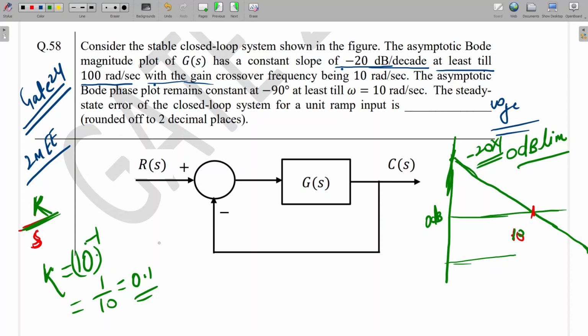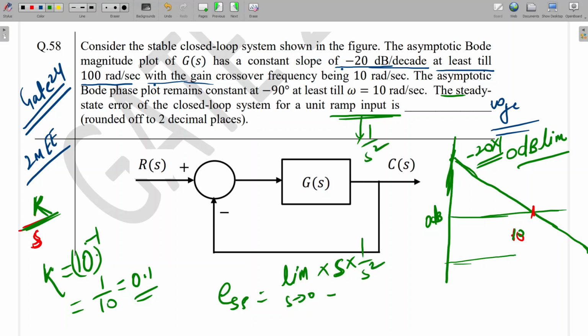So what is the steady state formula? Limit e_ss, steady state is already asked. So I have already told you, limit s tends to 0 of s into R(s) divided by 1 plus G(s). So what is R(s) here? Unit ramp. What is the Laplace transform of a ramp signal? 1 by s square. So s into 1 by s square divided by 1 plus, our transfer function is k by s. It is clear how I have done k by s; I have already explained this k calculation and derived it last class. K by s is the transfer function of this Bode plot.